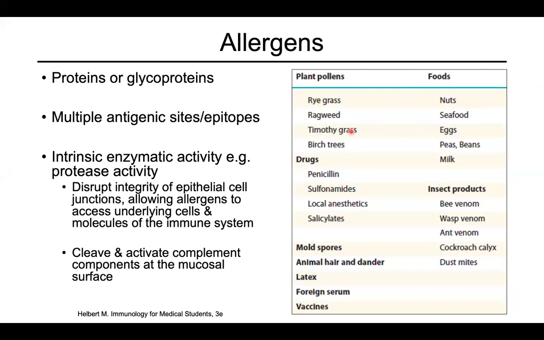Like if we don't have birch trees where that patient is coming from, we have no business testing them for serum allergen-specific IgE to birch tree, okay?